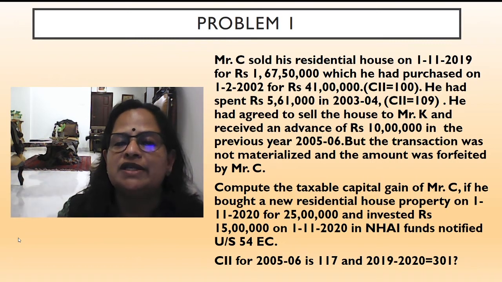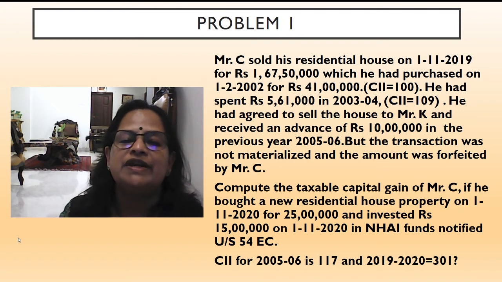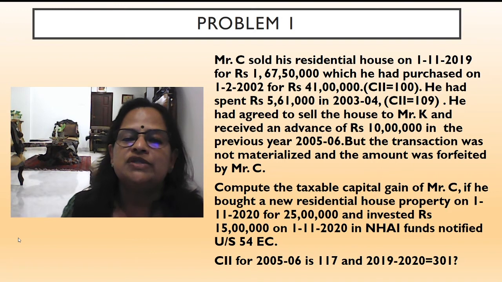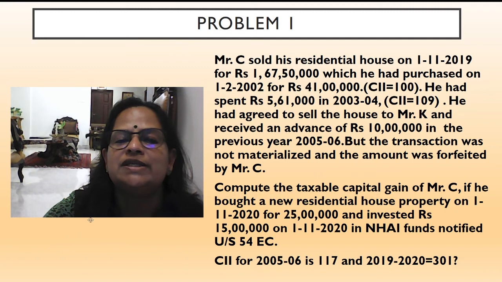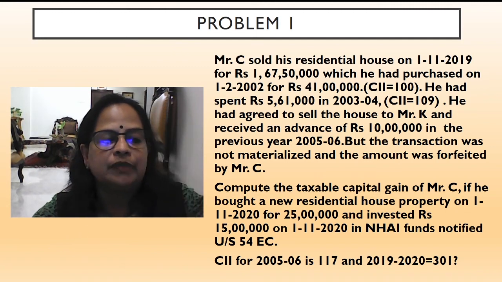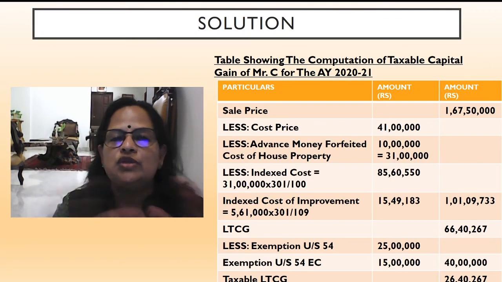Now, compute the taxable capital gain of Mr. C, if he bought a new residential house property on 1/11/2020 for rupees 25 lakhs and invested rupees 15 lakhs on 1/11/2020 in NHAI, National Highways Authority of India funds notified under section 54EC. CII for 2005-6 is 170 and for 2019-20 is 301.